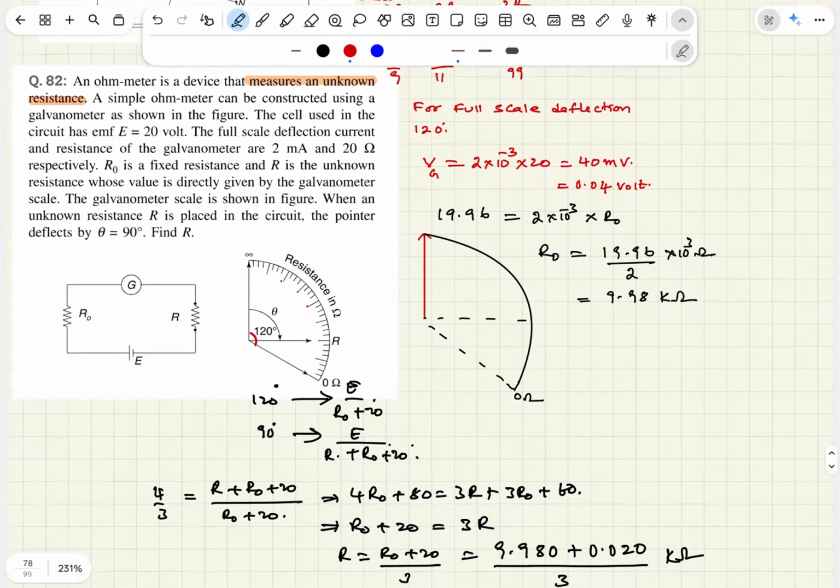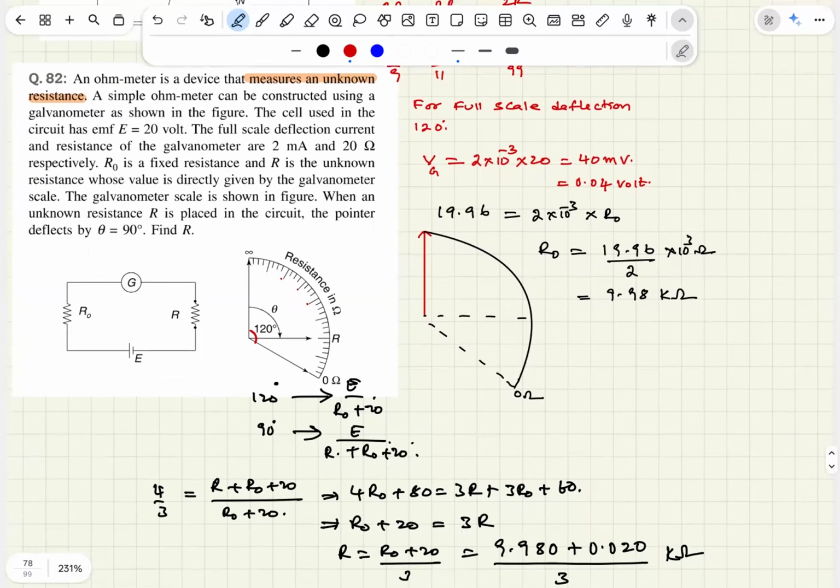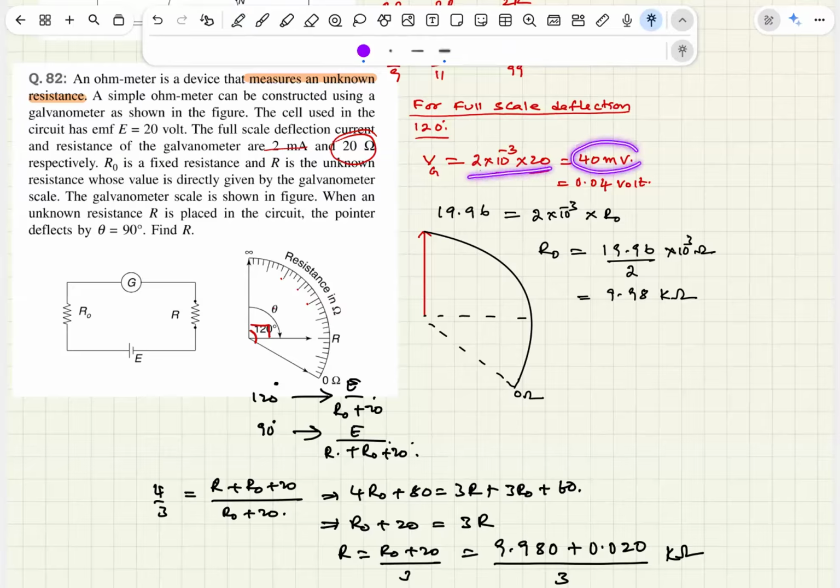Now the question is, now you have 90 degrees, theta, for example. When the deflection is full, the galvanometer is 20 ohms and the full scale current is 2 milliamps. 2 into 10 power minus 3 into 20. And tell me what is happening here totally. 40 millivolts. You have applied 20 volt actually, out of which 0.04 volt drop is there at the galvanometer.